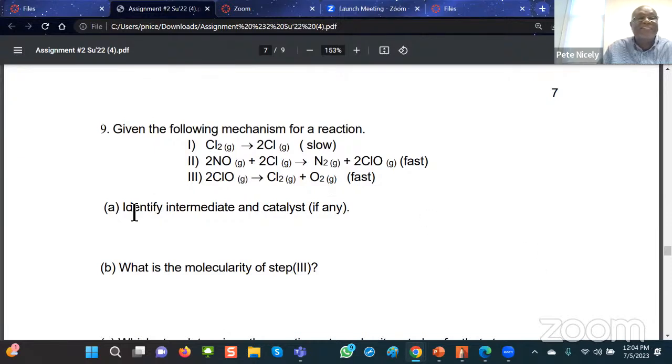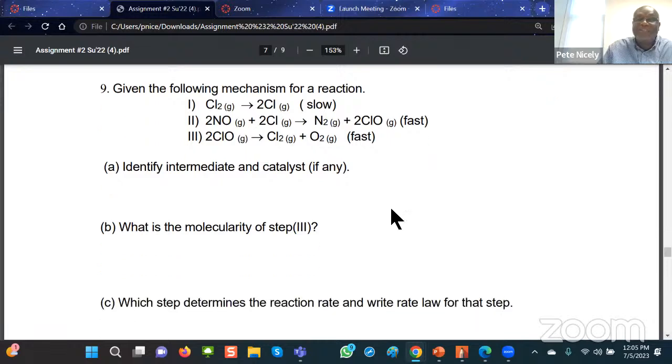This question says, firstly, you need to identify intermediate and catalyst, if any, all right? So let me just remind you of what I said earlier before the break. Remember I said that the intermediate is a substance which is produced in one step and then used up in a subsequent step, right? While a catalyst is added or used up in one step and then reproduced in a subsequent step, all right? So that's the difference between an intermediate and a catalyst.